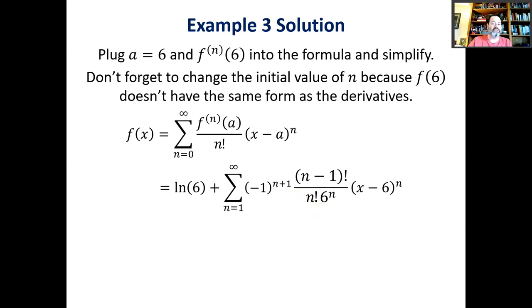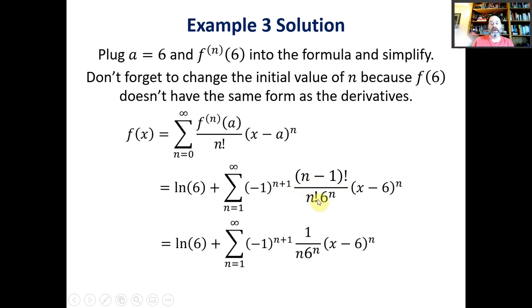And then you simplify if you can. Here we have an n minus 1 factorial over n factorial. That will reduce to just an n in the denominator. And then I kind of squished everything else together. And you're done. That's the answer.